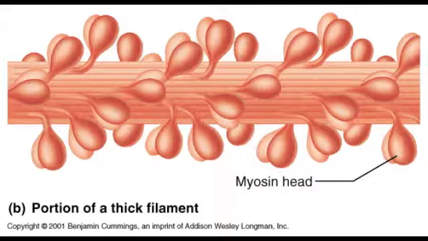Thin filament's partner in crime is the thick filament, which is composed mainly of another protein, myosin. Myosin heads line the thick filament and extend outwardly from each end. These two filaments work together to allow for muscular contractions in the body.